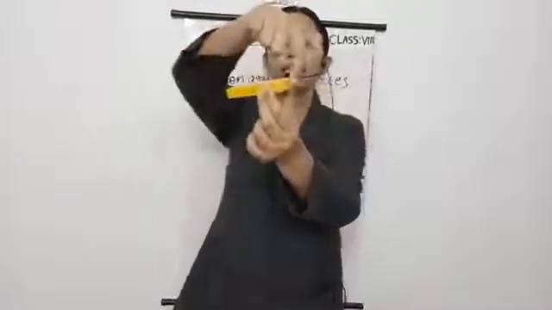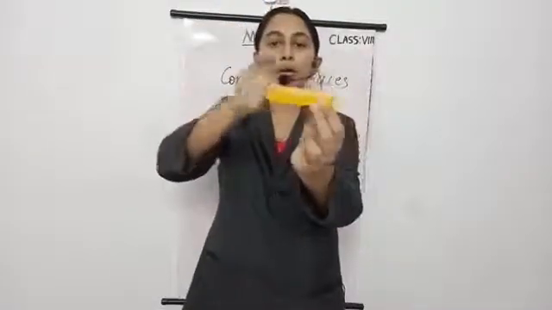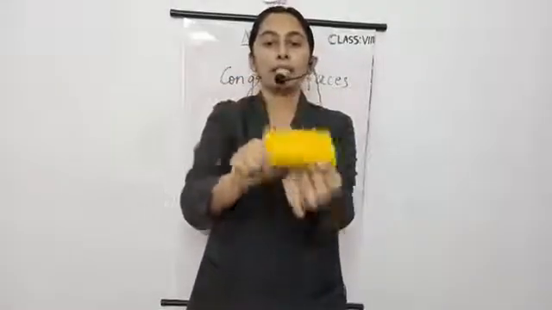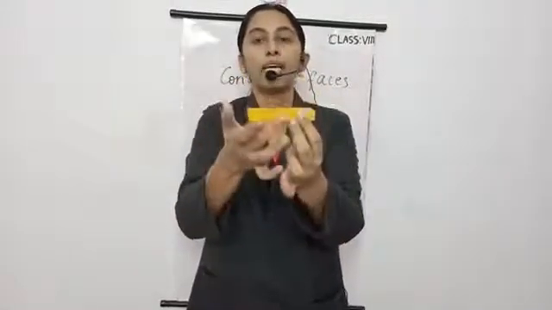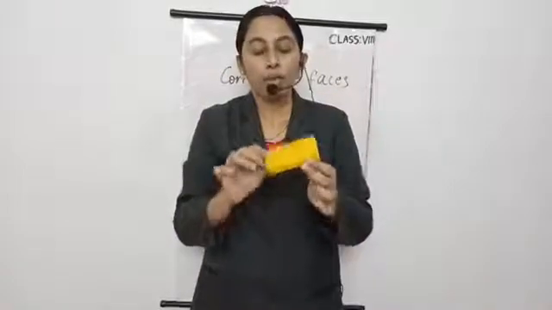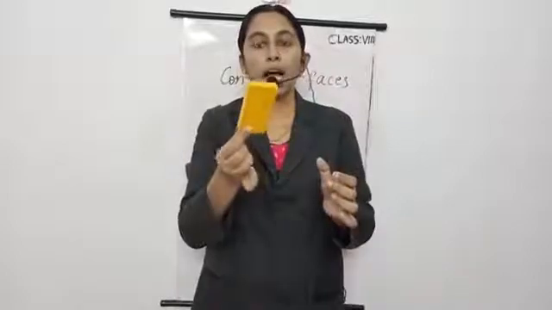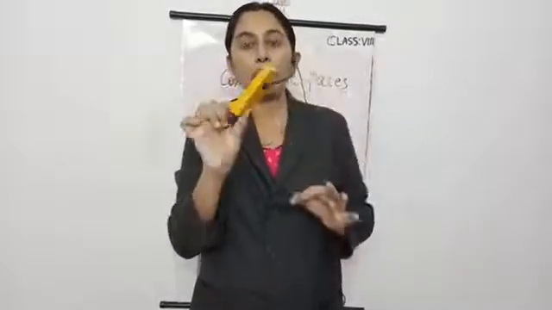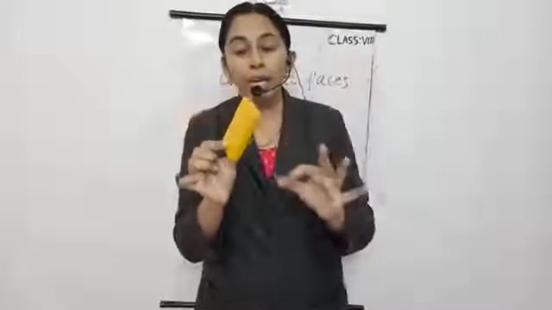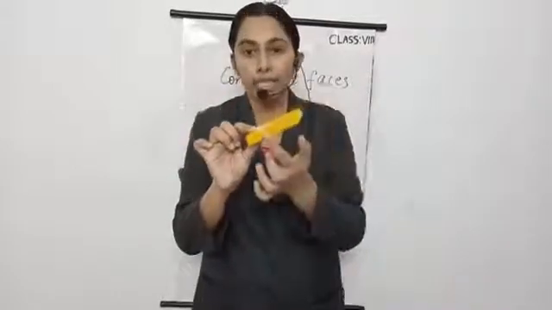The same way this face and this face, both are identical and rectangular in shape. And this face and this face are both rectangles and both are identical. So this cuboidal box has 3 pairs of identical faces. How many pairs? 3 pairs of identical faces.